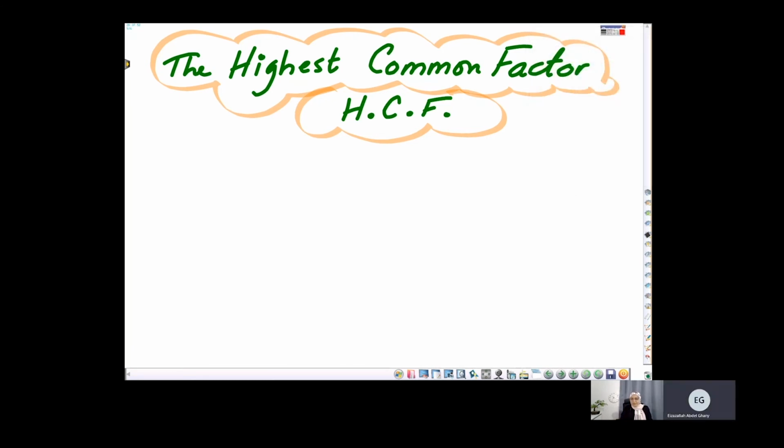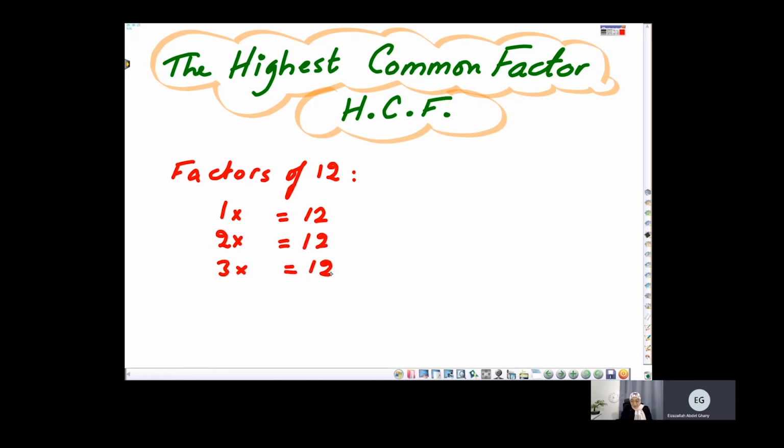First of all, I have to discuss what is the meaning of a factor. For example, what are the factors of 12? You can write it like that. 12 is 1 multiplied by something is 12. 2 multiplied by something is 12. 3 multiplied by something is 12. 4 multiplied by something is 12.